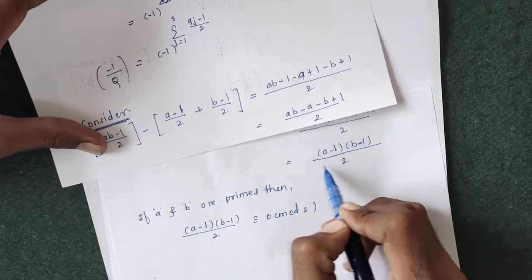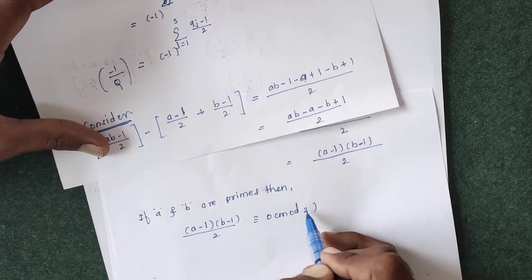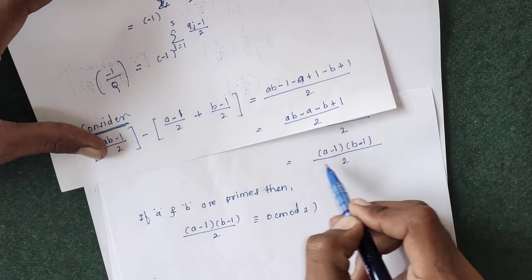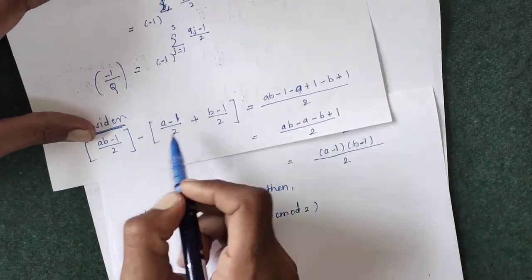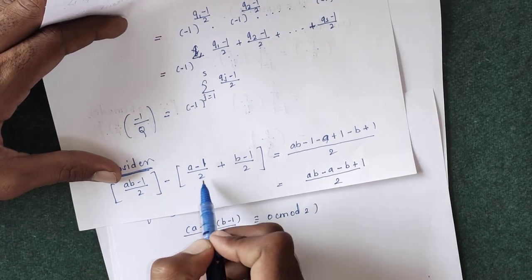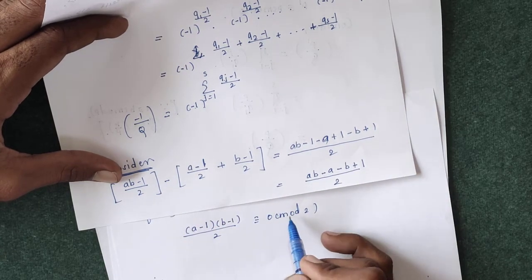We have (A−1)/2 · (B−1)/2 is congruent to 0 modulo 2. That is, this number is congruent to 0 modulo 2, which means these both are equal. So, clearly this number, (AB−1)/2 − (A−1)/2 − (B−1)/2, is congruent to 0 modulo 2.